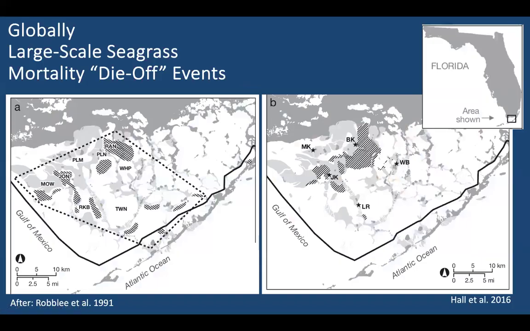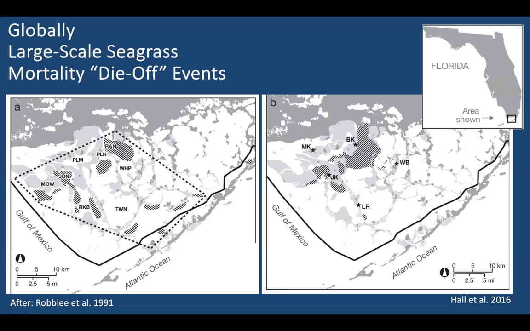The thing about Florida Bay is it's been experiencing these large-scale seagrass mortality or die-off events for many years, upward of 100 square kilometers, particularly of the tropical dominant seagrass species, Thalassia testudinum. One occurred in 1987, which is shown here with the hatch marks, and another in 2015. However, there are smaller seagrass die-off events that occur almost annually or every few years.